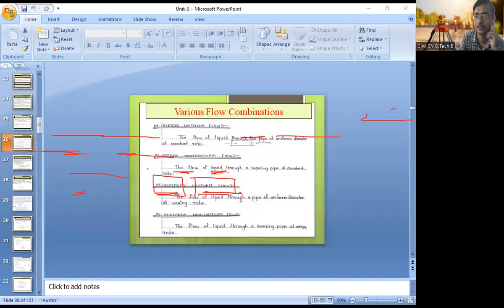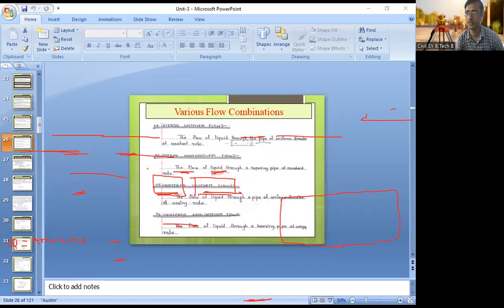Now, considering a liquid flowing through a pipe in which capital A is the cross-section area and V is the velocity, the discharge can be given as Q is equal to area into velocity. Just now we have seen the definition. According to the definition, discharge for liquids is the volume flow per unit time, volume per unit time.